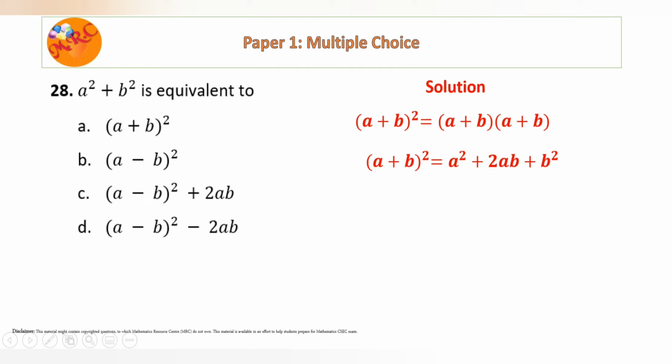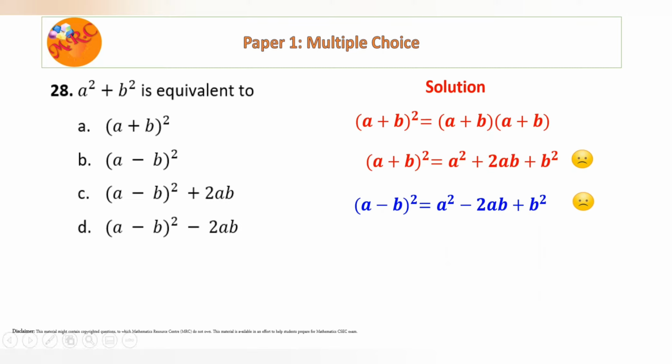Looking at b, we have a minus b all squared. So it's just the sign that is different. That means the only thing that's actually going to change for that result is the sign for the 2ab. And that's going to be minus. Looking at this solution, it's definitely not equivalent to a squared plus b squared either. So no.